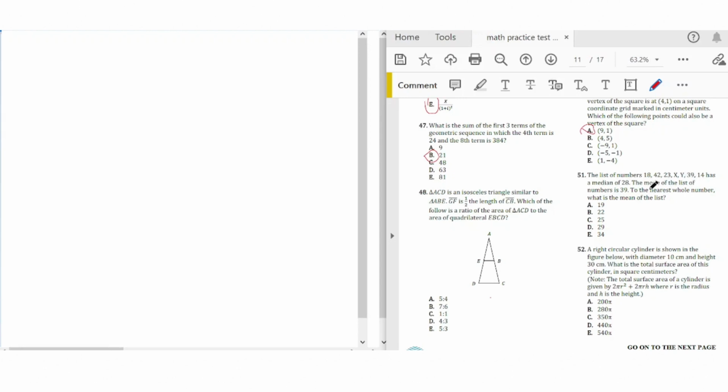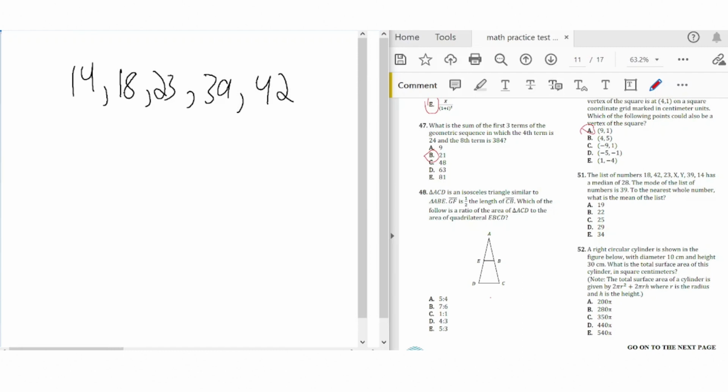So let's put these numbers in ascending order. Okay, I excluded x and y from our list because we don't quite know where they go yet. Our median is going to be 28. Therefore, the middle number has to be 28. So we have 1, 2, 3, 4, 5, 6, 7 numbers. We know that the middle number is going to be in the fourth position. So we count 14, 18, 23, and then our median is going to be 28. So we know that 28 goes between 23 and 39 here.